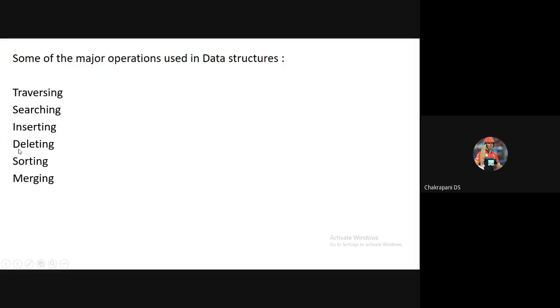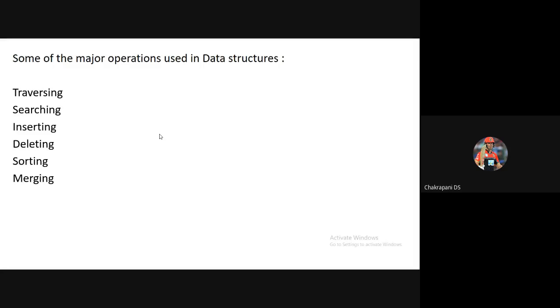The next operation which we can perform is deleting. We can delete any particular value from the elements or values in a group of memory blocks or consecutive memory blocks. That operation is called the deleting operation, which is used in data structures. Sorting is also one of the major operations which can be done in a data structure. Sometimes in an array, the elements or values in the group of memory blocks are in some random order.